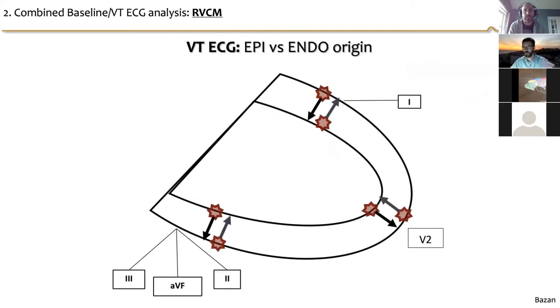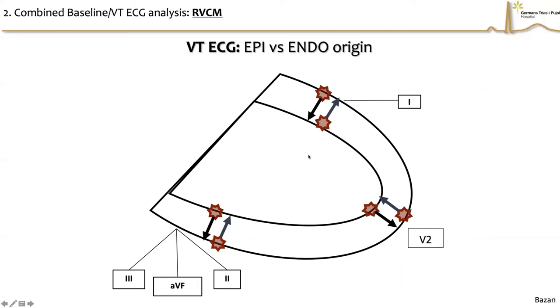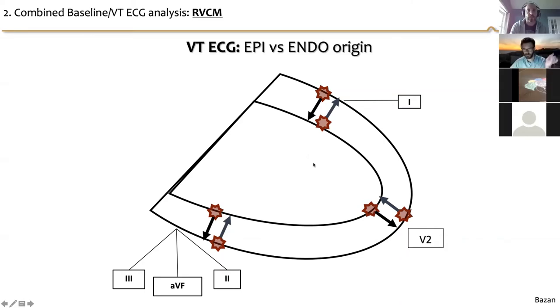Of course, you can always take a look at the VT EKG if you get lucky and you don't only have ICD strips. If you get the 12-lead EKG of the VT, you can also look at the morphological criteria suggesting a possible epicardial origin. Unfortunately, at the right ventricle, no interval criteria suggesting an epicardial origin are useful at all.